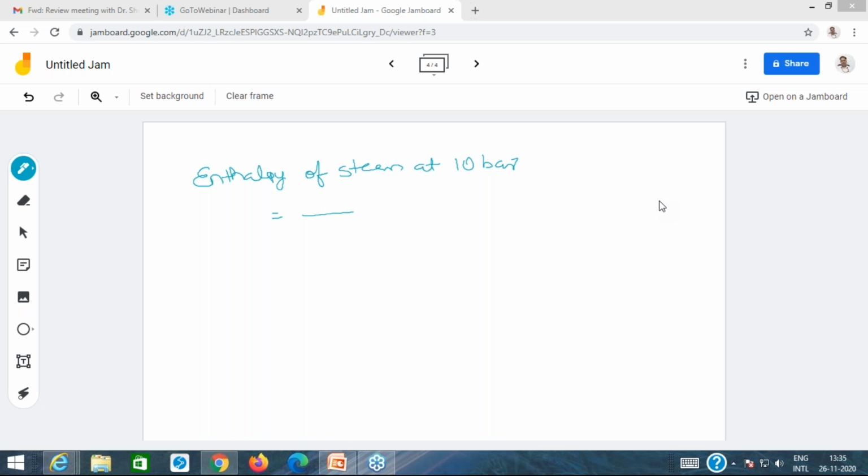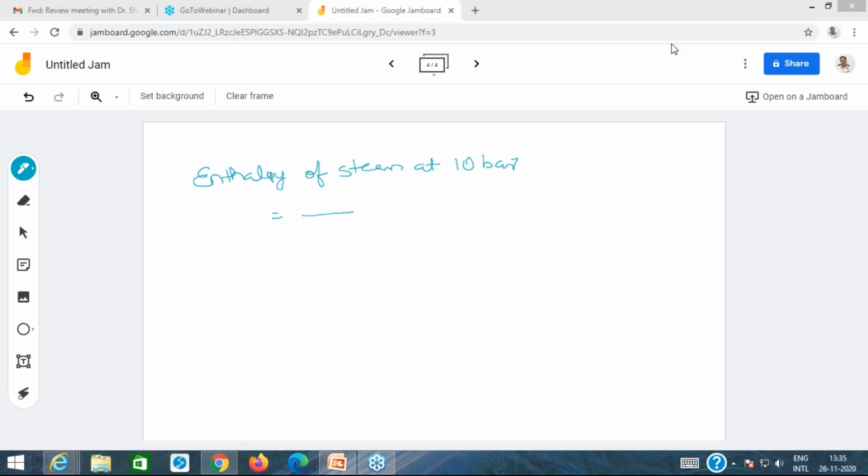Kunal is giving the answer as 2776. Neha is also giving the same answer, and Pranav as well. Now, all three are wrong. Why are they wrong? Let me tell you. It is not because you don't know how to look at the steam tables. It is just a question which has been designed to confuse you.